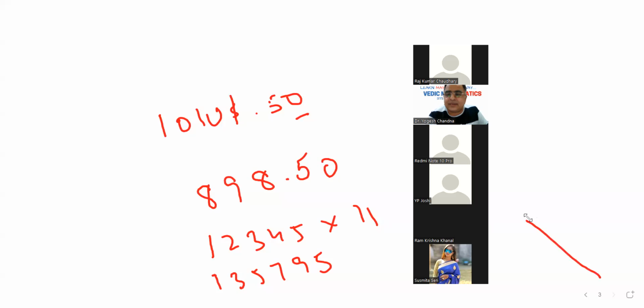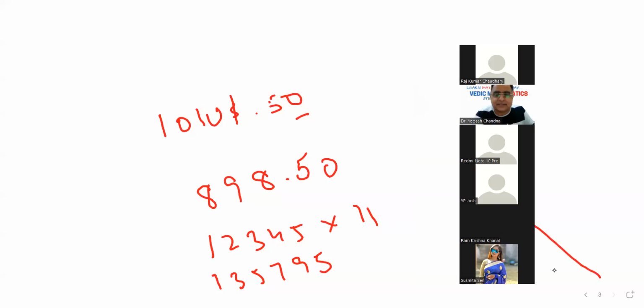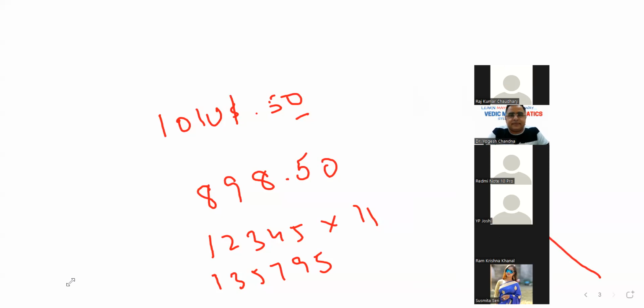Okay, sir. I have one query. Please. Can we solve all the problems? For example, my children are also learning modern mathematics. Can all the mathematics be solved by using this Vedic mathematics technique? Yes. See, all means all.